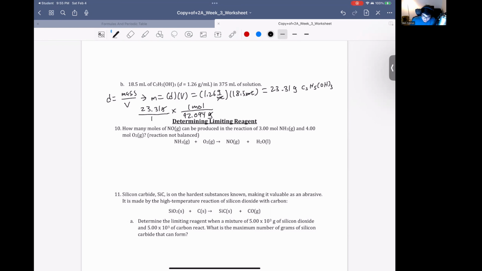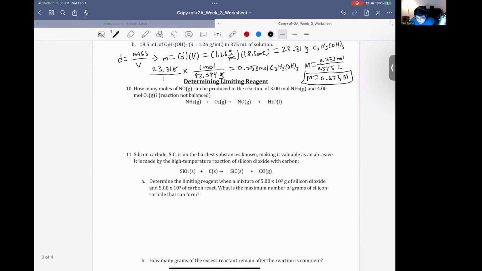grams for 1 mole. All right, now this is in moles. Now we go ahead and divide these. You end up getting 0.253 moles of C3H5(OH)3, for those OH groups. Now I have to take this and divide it by the liters of solution. So 0.253 over 0.375 moles over liters. And your molarity ends up being 0.675 molar, or moles over liters. That's your concentration.